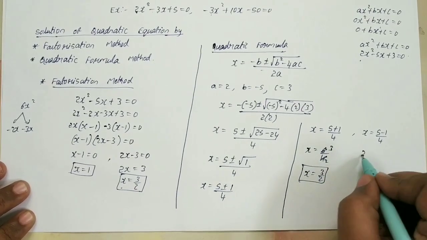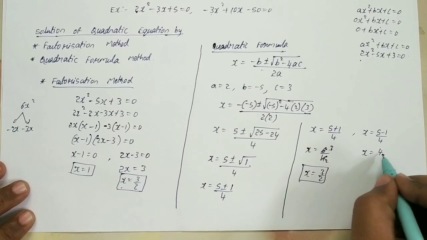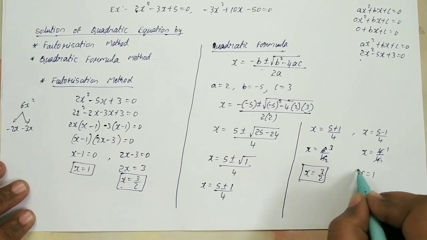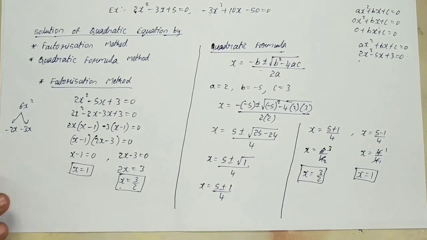Then here, what happens? x is equal to 5 minus 1, 4, divided by 4, as it is. 4 1s are 4. So x is equal to 1. So therefore the value of x is 1.